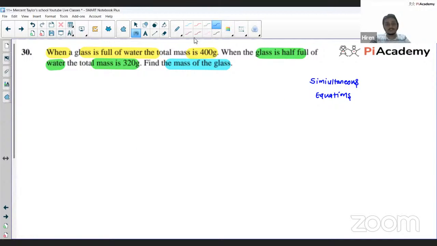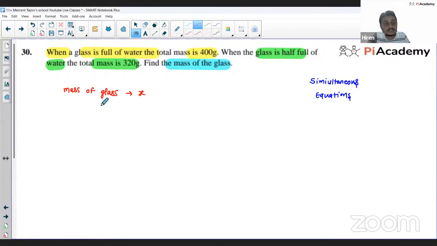Okay, everyone, let's solve this. So here are the two things: first, the weight of the glass, or you can say the mass of the glass, and second, the mass of the water, right? So if I'm writing this, let's say the mass of glass is X. This is what I'm assuming.